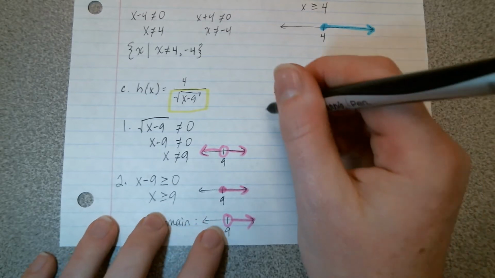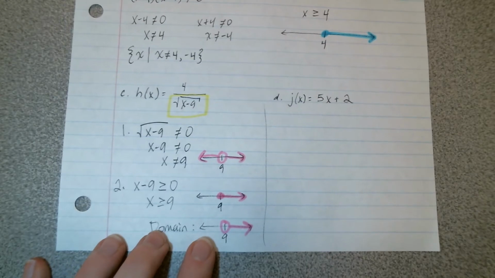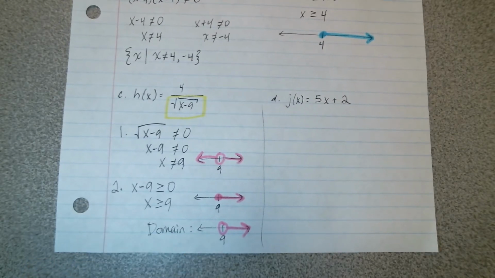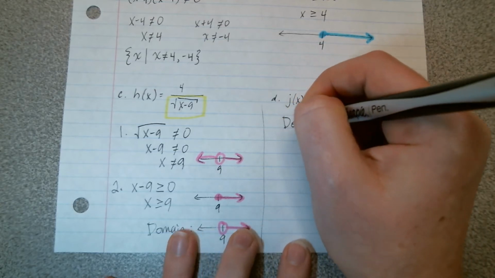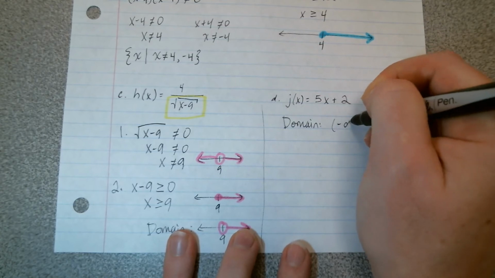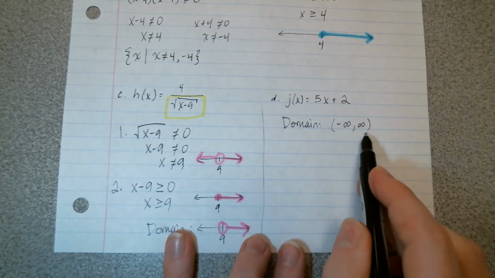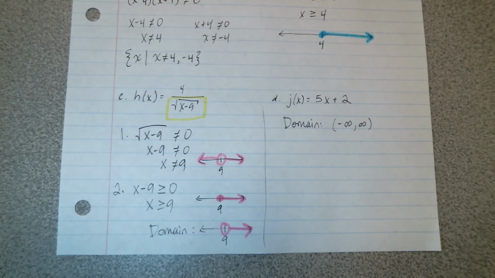Okay, last example, part D, j of x equals 5x plus 2. There are no fractions, so there's no worry of division by 0. And there are no even roots of anything, no square roots or fourth roots, etc. So you can see that we will not violate either of those two rules. In fact, this is a nice linear function. It's well-defined and easy to graph. So the domain of this function is going to be all real numbers, negative infinity to positive infinity, because there are no bad x values.